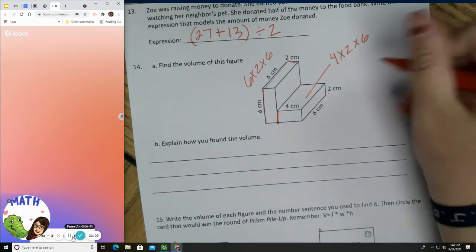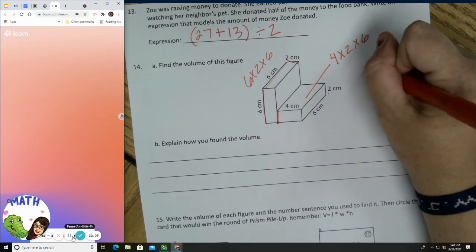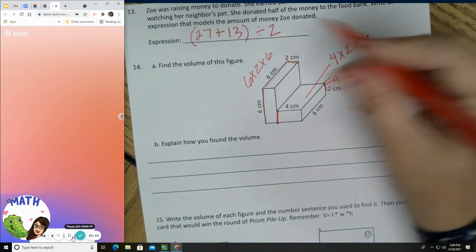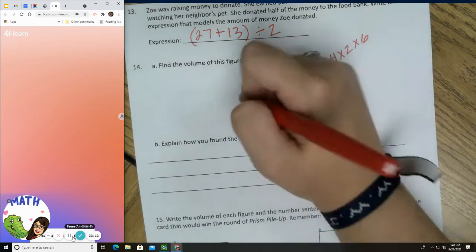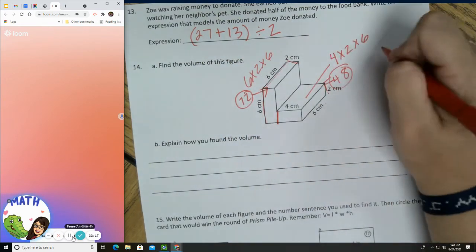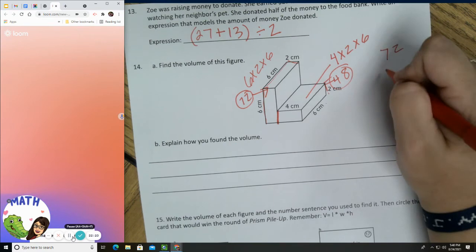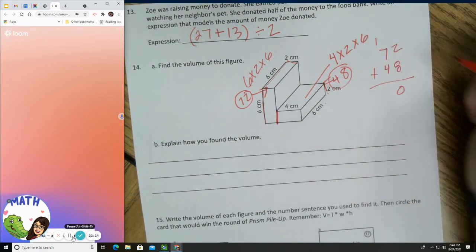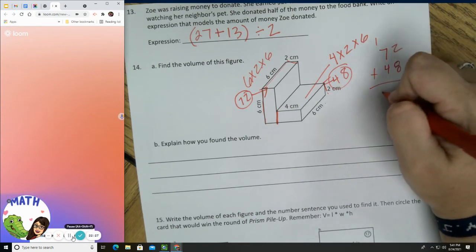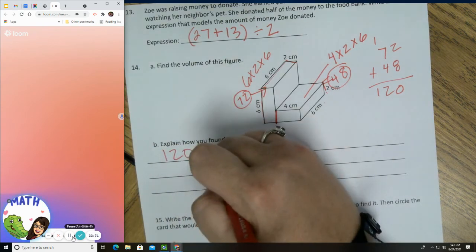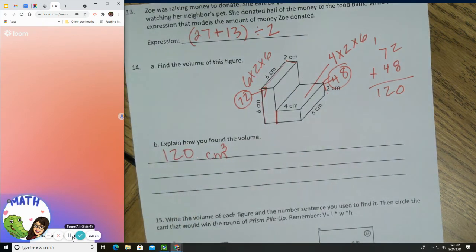Let's do the math. 4 times 2 is 8. 8 times 6 is 48. 6 times 2 is 12. 12 times 6 is 72. Now I add those together. So 72 plus 48. 8 plus 2 is 10. Carry my 1. 7 plus 1 is 8. Plus 4 is 12. Your answer is 120 centimeters cubed. Don't forget your label.